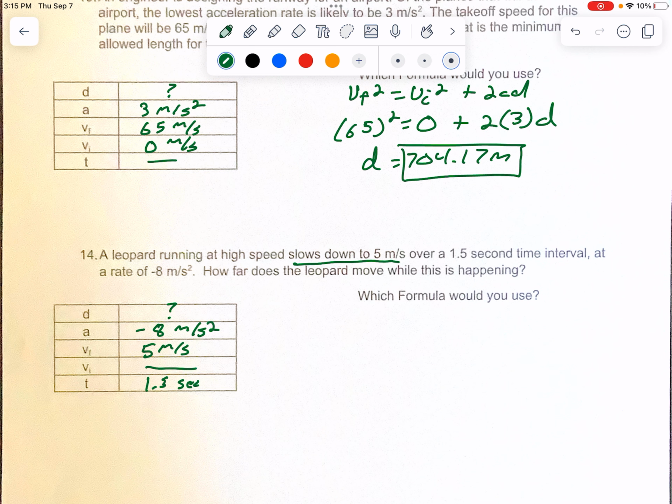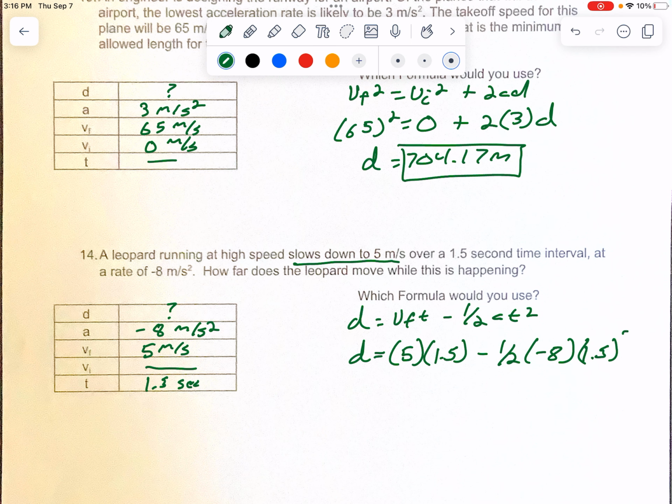So that means we did not care about V initial at all. So we're going to use that fourth equation, D equals VFT minus 1/2 AT squared. So D, we don't know. VF is going to be 5. Time is 1.5 minus 1/2 times negative 8, because that's your acceleration, times T, which is 1.5 still, and that's squared. Solve that out, and you should get a distance of 16.5 meters.